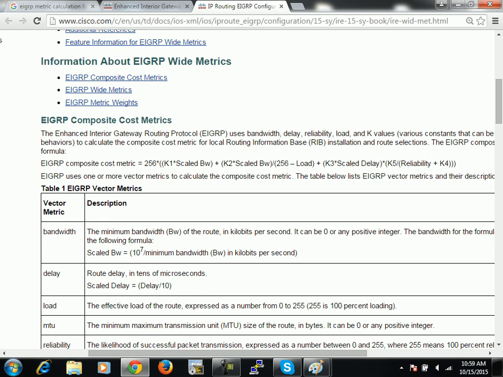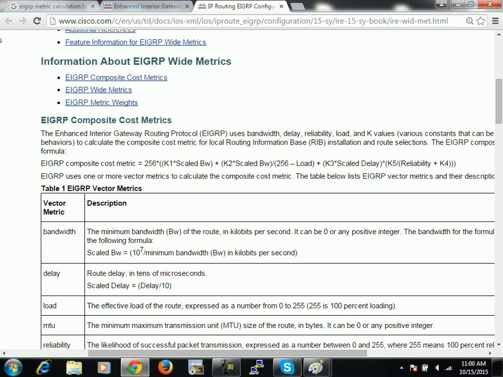And now you must be wondering how to calculate scaled bandwidth and scaled delay, because in some places in this formula you will find scaled bandwidth and scaled delay. So in this formula you can see K1 multiplied by scaled bandwidth plus K2 multiplied by scaled bandwidth divided by 256 minus load, plus K3 multiplied by scaled delay, and again multiplied by K5 divided by reliability plus K4.